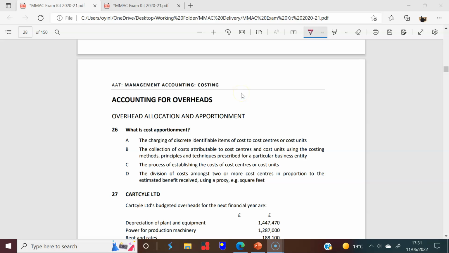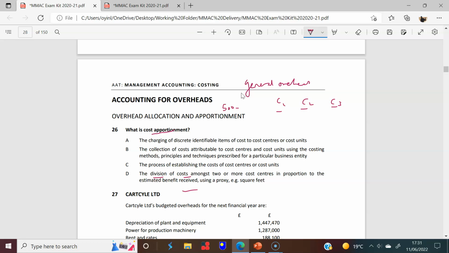Right. What is cost apportionment? So we start this next series of videos on accounting for overheads. Cost apportionment, there's a difference between cost allocation and cost apportioning. With apportioning, we have a general overhead that we need to split between certain cost centers, if you like, based on some sort of base that we feel is fair. And this being the best answer here, the division of costs amongst two or more cost centers in proportion to an estimated benefit received. So it might be rent.